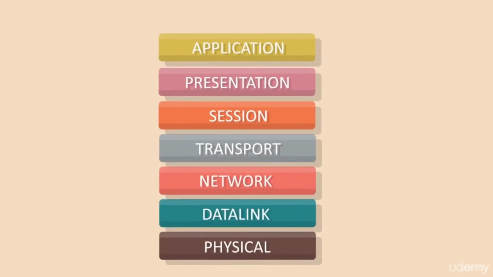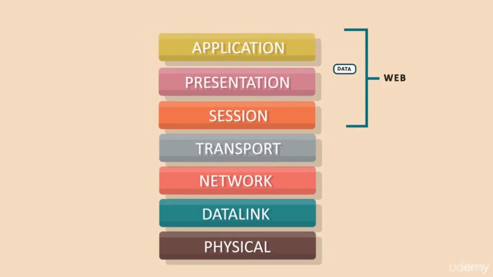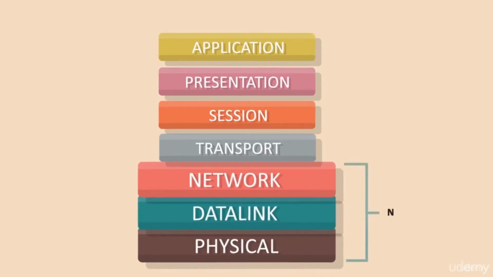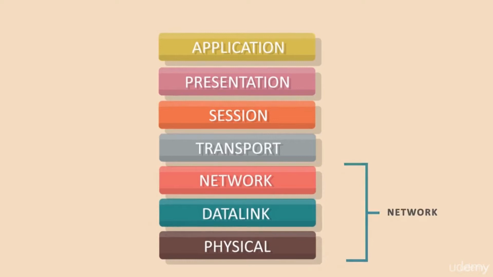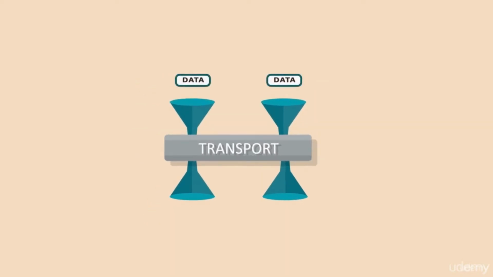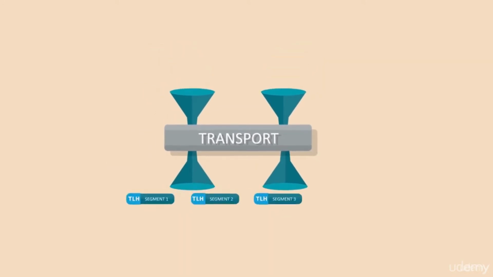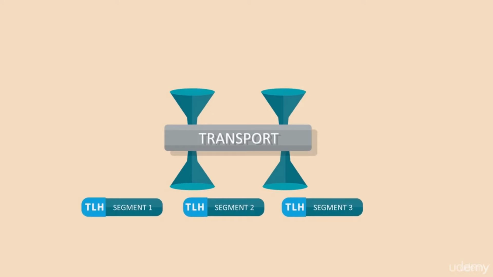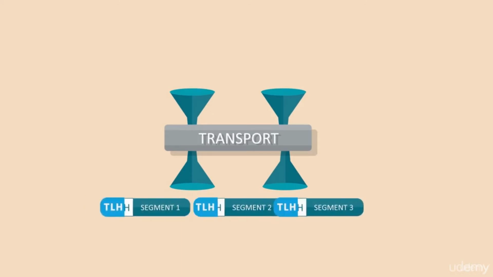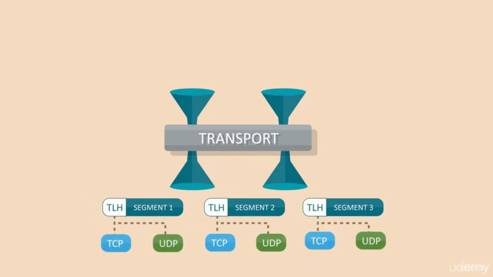A study of the OSI model reveals that the top three layers are called the web interface, where one can see the data being passed on without adding any specific headers. The three layers at the bottom are called the network interface. The transport layer acts as a mediator to shoot the data out as well as receive the data in. As the name says, this layer is responsible for the transmission of the data. It converts the data into segments of a limited size with a segment number for easy reassembling at the other end, along with a header called the transport layer header, which is either based on TCP or UDP.